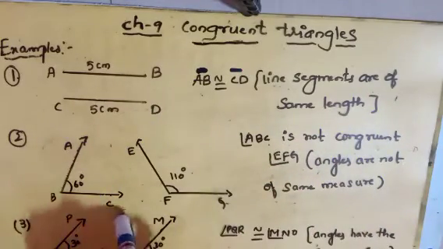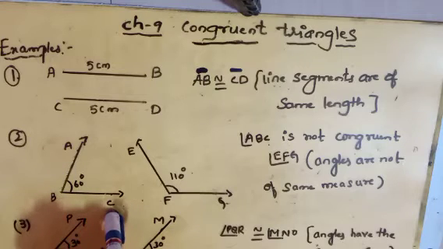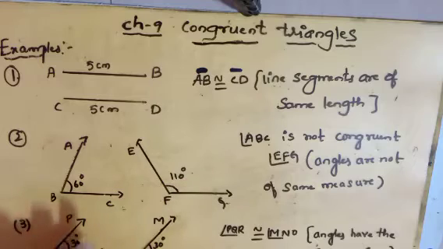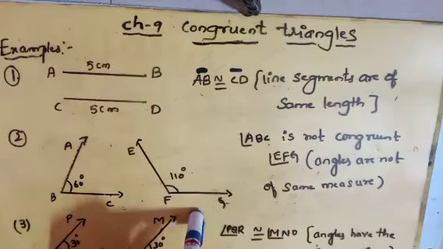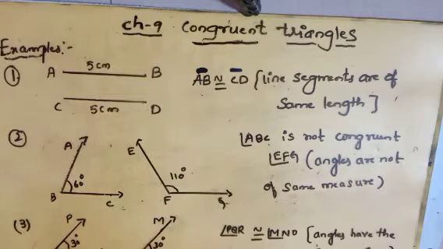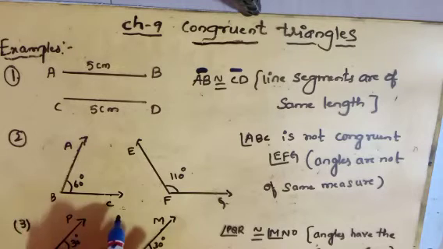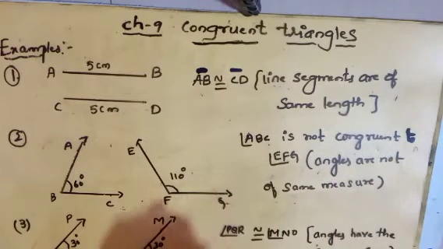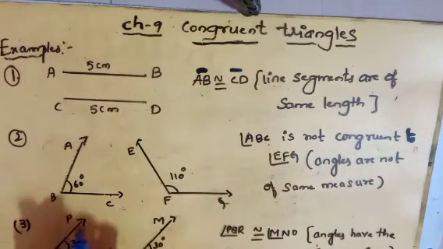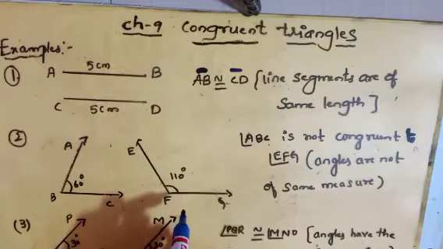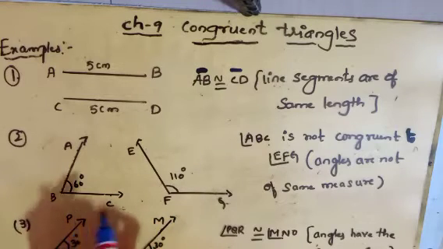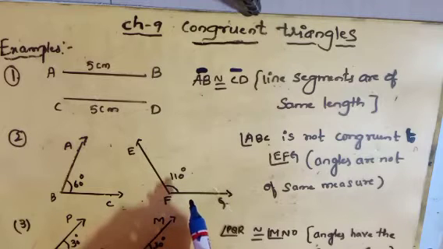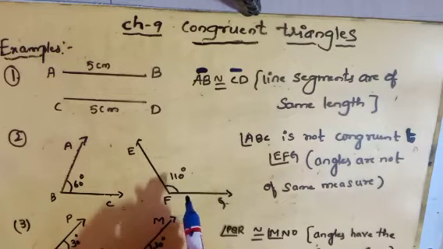Next example, see, we can take angle ABC. Angle ABC is 60 degrees. Angle EFG is 110 degrees. By seeing only we can say that both the angles are not congruent to each other. That means angle ABC is not congruent to angle EFG, because both do not have the same measure. To be congruent, both should have the same measure, but these angles do not have the same measure. We can say both the angles are not congruent to each other.